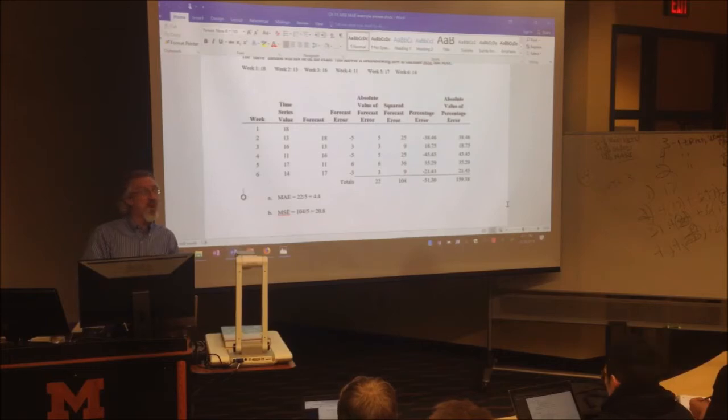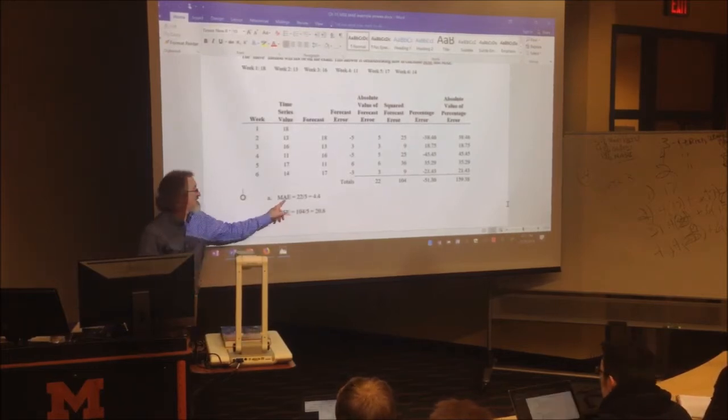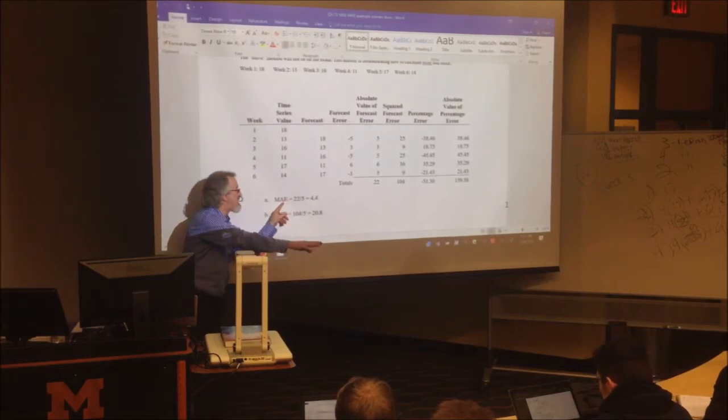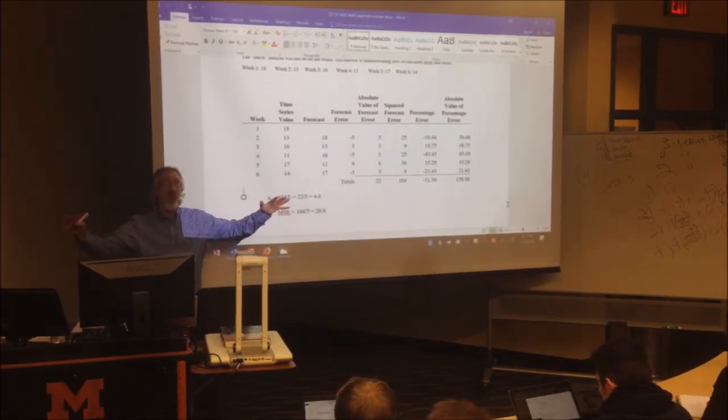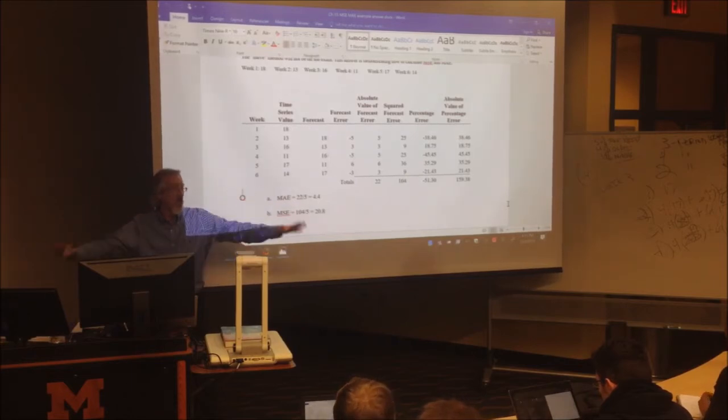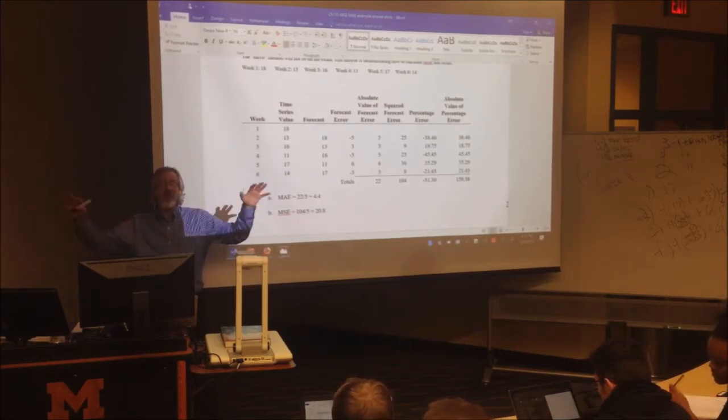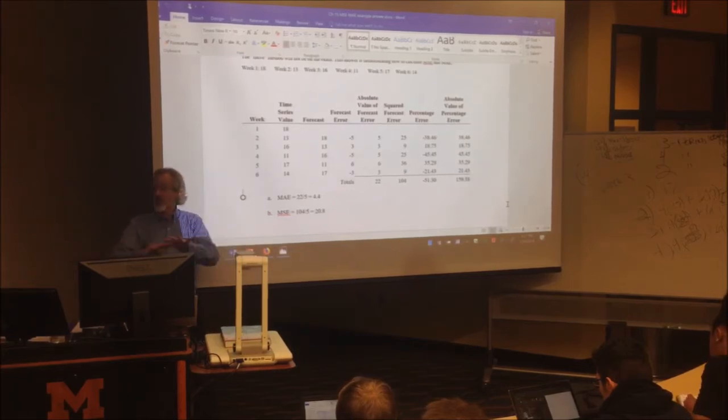Now, you cannot compare one technique to another using two different errors. You can't say, let's do this one and get the MAE, let's do this one and get the MSE. You have to either compare both of them MAEs or both of them MSEs. That's how you're getting apples versus apples, by using the same error calculation.